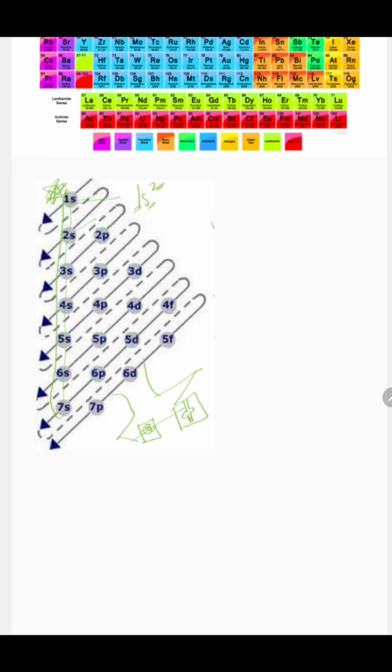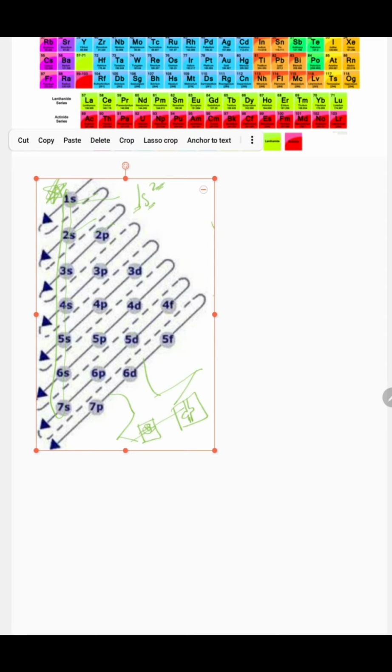So, we have here 1S. After 1S, 2S, 2P, 3S, then 3P, 4S, and then so on and so forth. This is the direction. That's what you need to follow when using this mnemonic device. If you make your own mnemonic device, just write everything down.